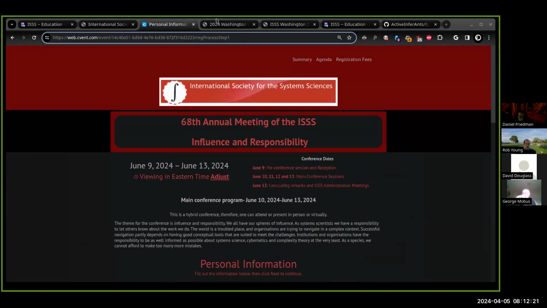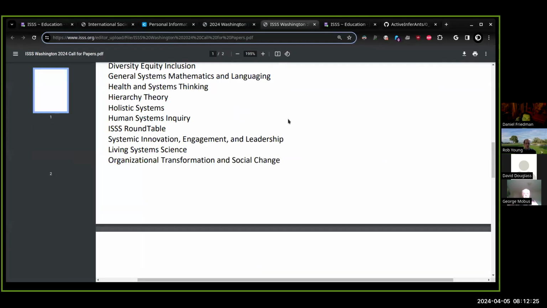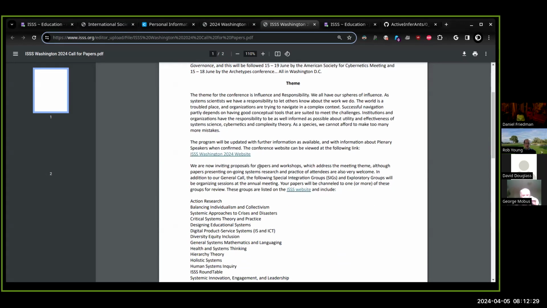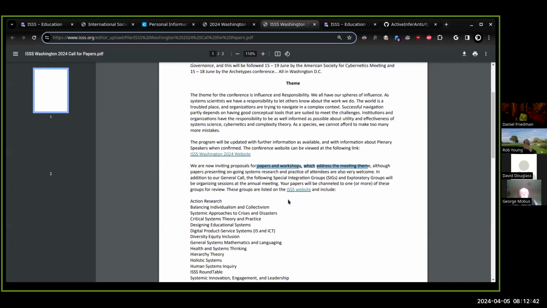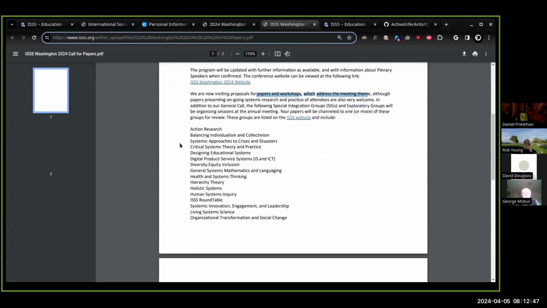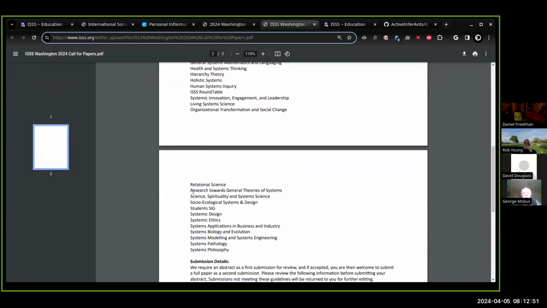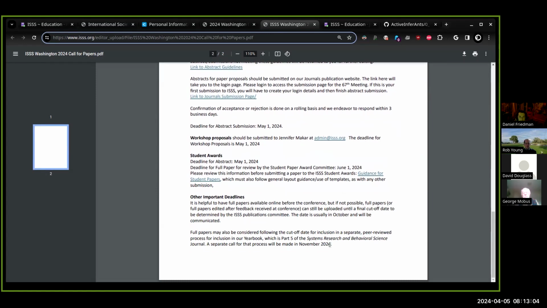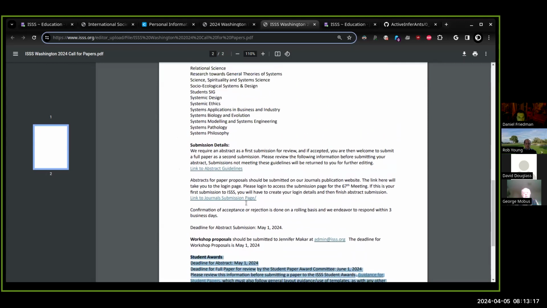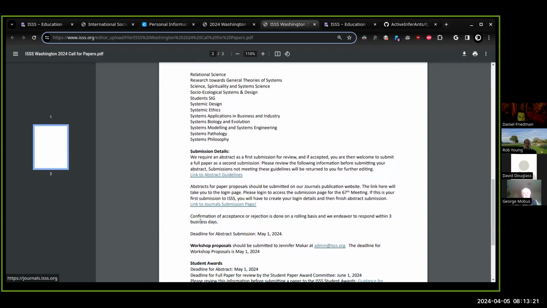So here I went to call for papers. Papers and workshops which address the meeting theme. Influence and responsibility. Are you looking for something further than these themes? Well, I thought in times past, and I could be wrong about this, that each of the SIGs that wanted to have a session would put out a call for papers specific to their topic. This is my first time doing a SIG, so I don't really know what the process is.